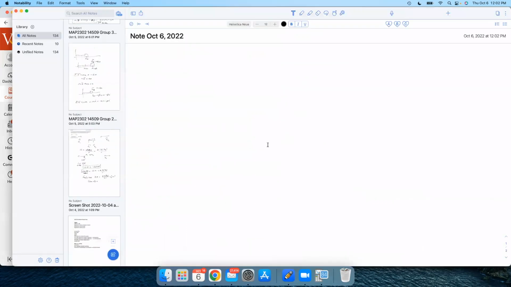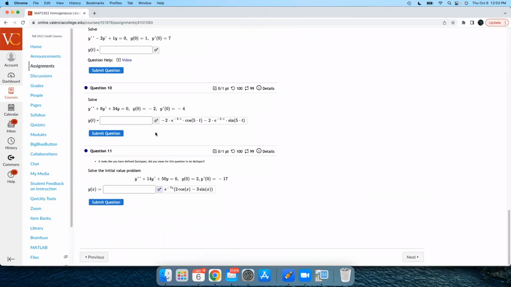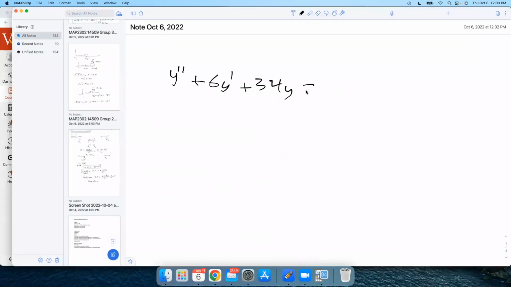So y double prime plus 6y prime plus 34y, I think it was, equals 0. And then our initial conditions are -2 and -4. That's an ugly -4. There we go.